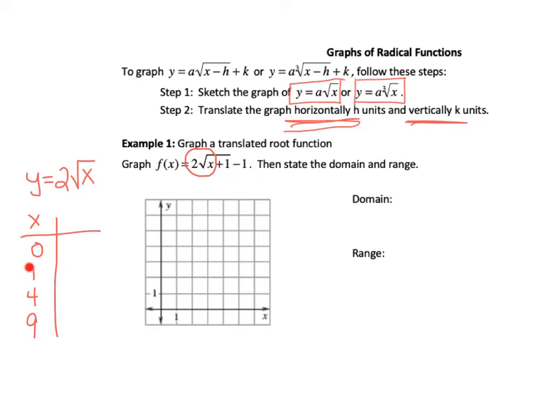So for instance, the square root of 0 is 0, times 2, that's just 0. The square root of 1 is 1. 1 times 2 is 2. The square root of 4 is 2. 2 times 2 is 4. And then the square root of 9 is 3. And 3 times 2 is 6. So I plot these. This is my parent function.